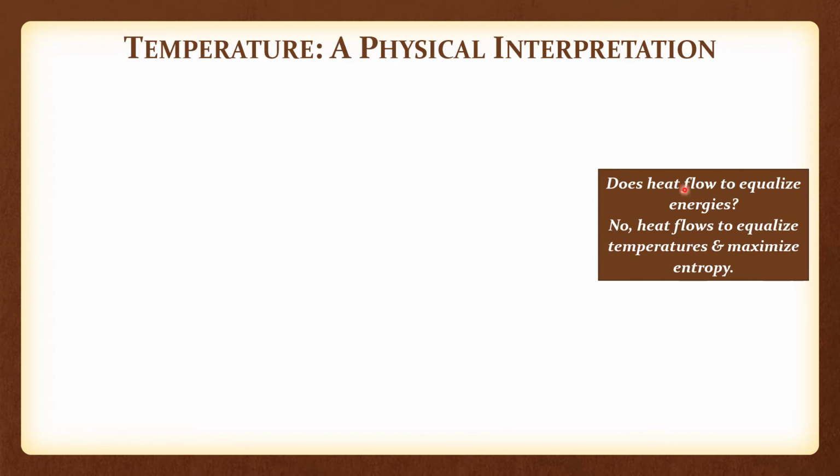As you recall, heat is energy in transit, and therefore you cannot assign it to a single system. You have to assign it to two systems, and you also have to assign a direction, from which system to which system heat is flowing. So when it is asked, does heat flow between two systems so as to equalize energies? No, heat does not flow so as to equalize energies.